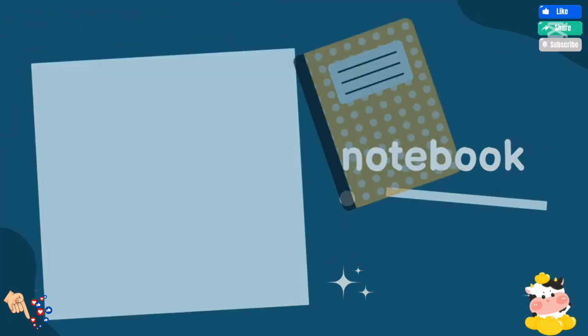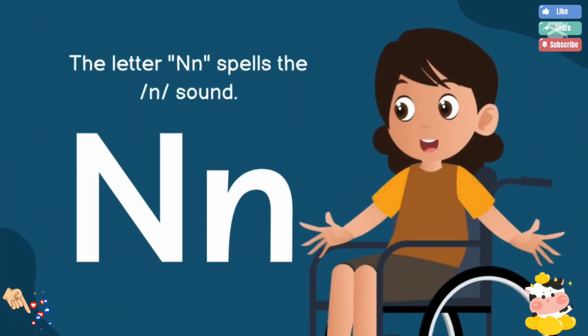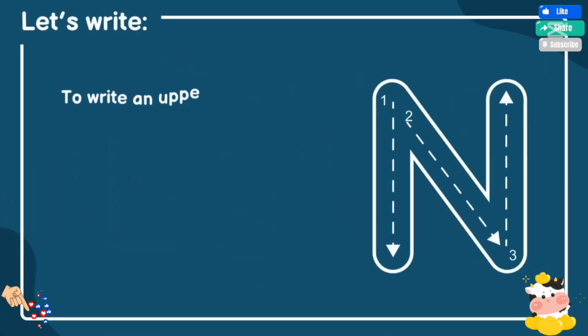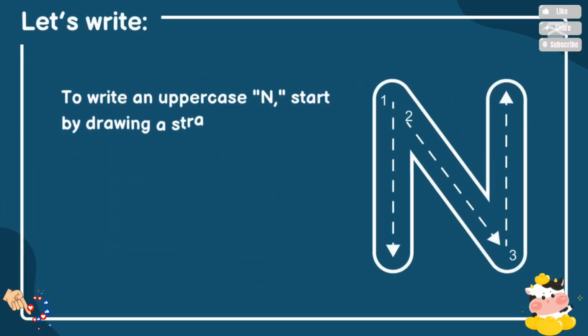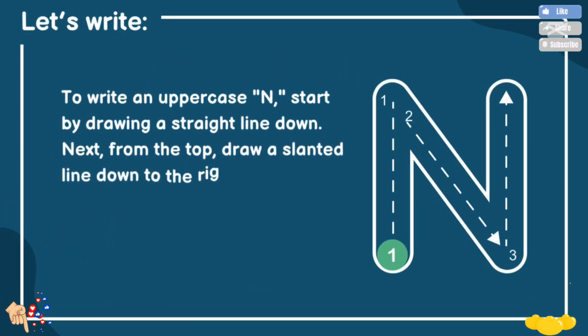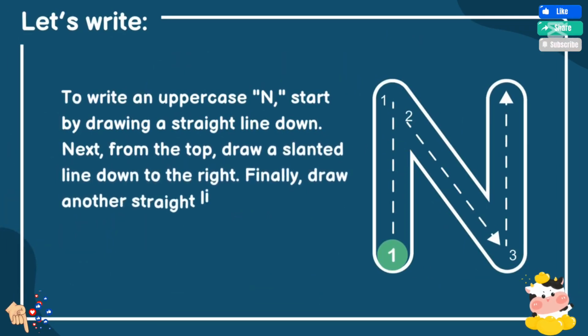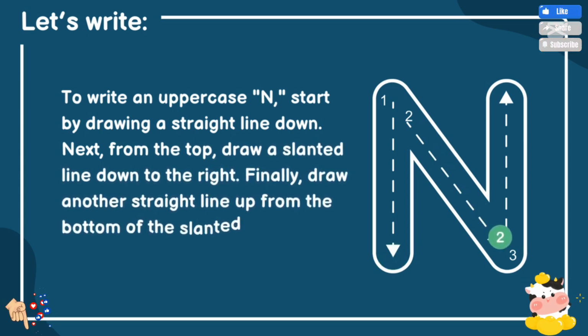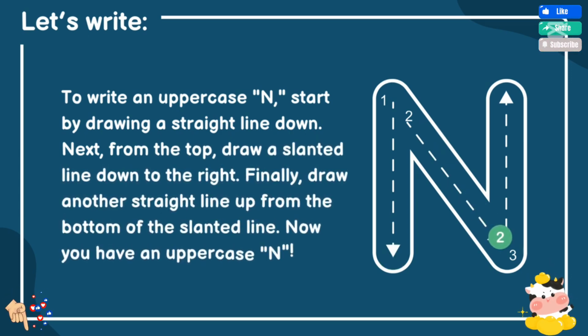The letter N spells the N sound. To write an uppercase N, start by drawing a straight line down. Next, from the top, draw a slanted line down to the right. Finally, draw another straight line up from the bottom of the slanted line. Now you have an uppercase N.